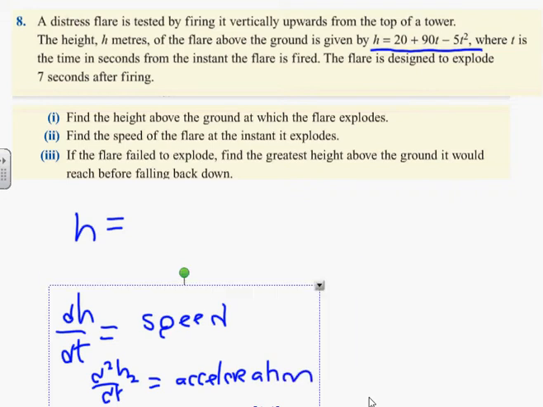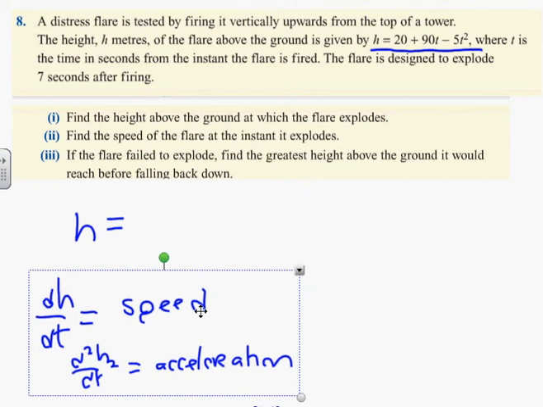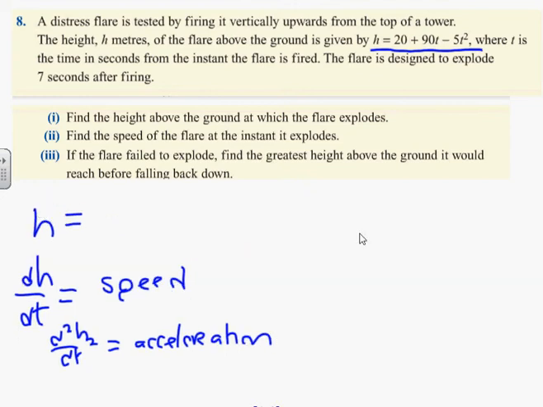First of all, what happens usually when you fire a flare into the air, lads? It goes up, and then it goes on its way back down again. So it reaches a maximum height, and then it falls back down again. Everybody agreed with that? Okay, here's the second thing. What it says is, find the height above the ground at which the flare explodes. When does it explode? At t equals 7 seconds. 7 seconds might not be the maximum height, but we know it's guaranteed to explode 7 seconds after firing it.